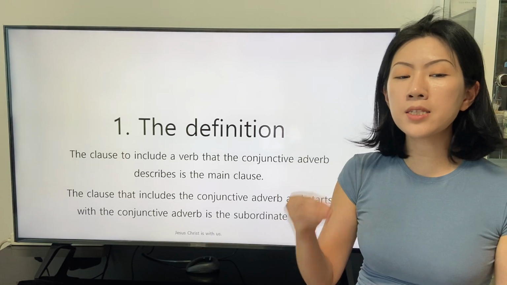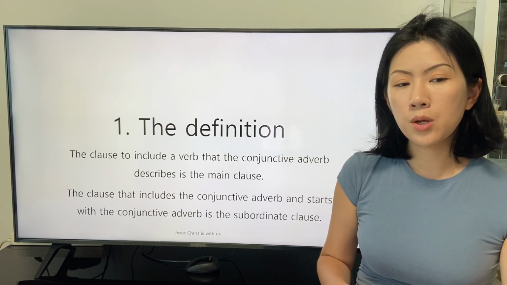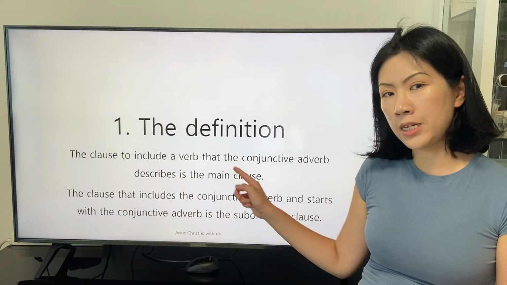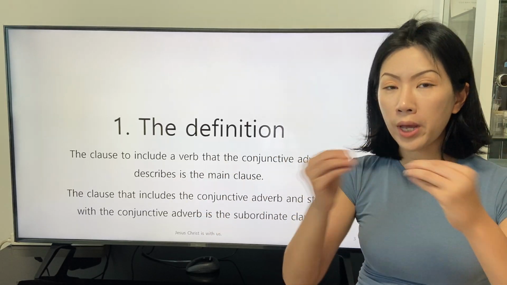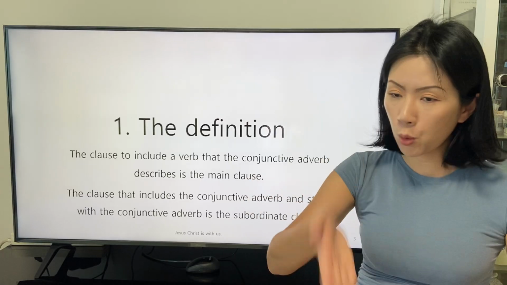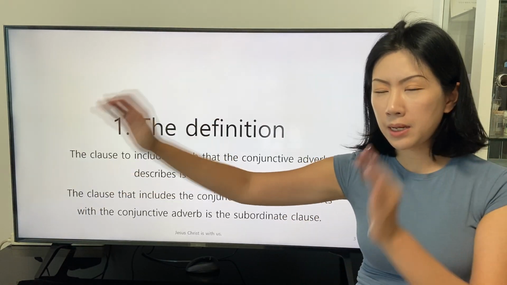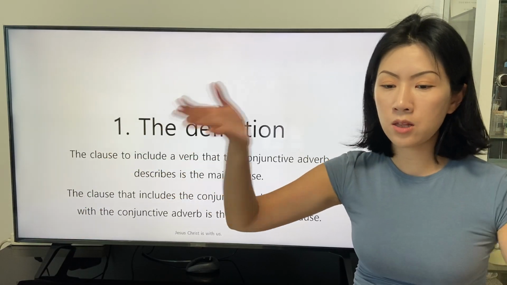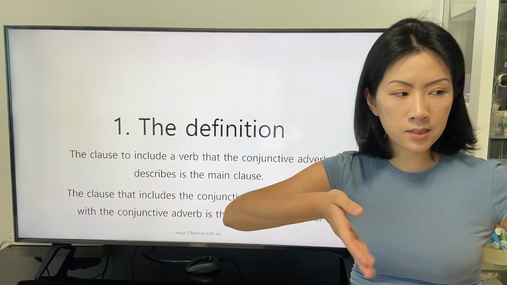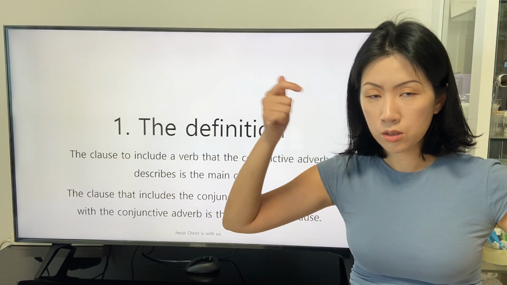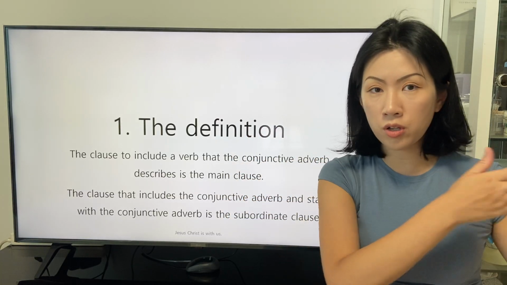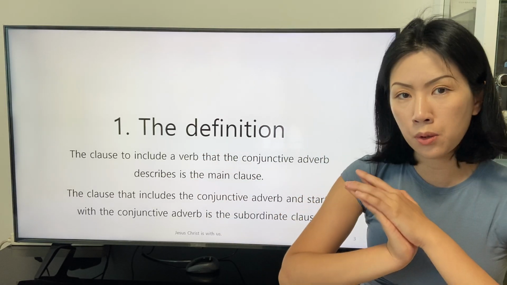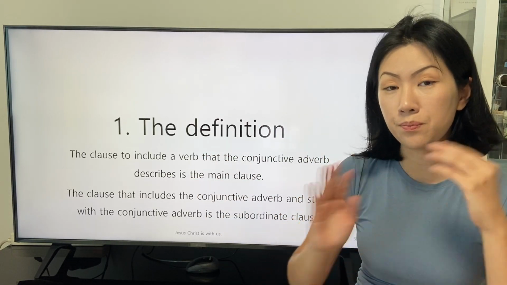The clause that includes the conjunctive adverb and starts with the conjunctive adverb is the subordinate clause. This explanation is about the way to identify the subordinate clause and the main clause. The main clause is stated without the conjunctive adverb, and the subordinate clause is linked by the conjunctive adverb to the main clause, just like the relative pronoun and the relative determiner.